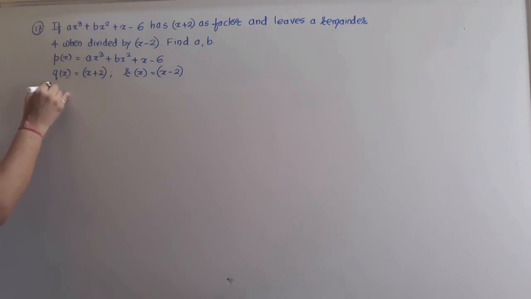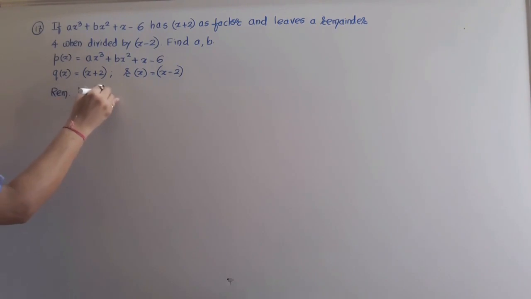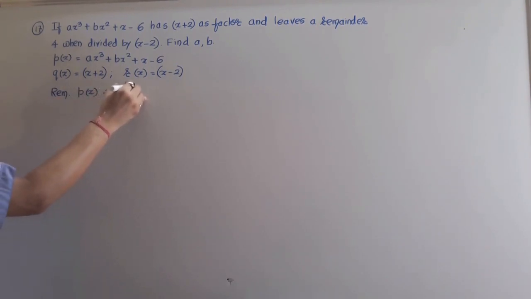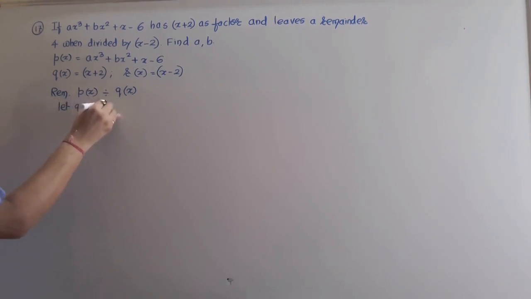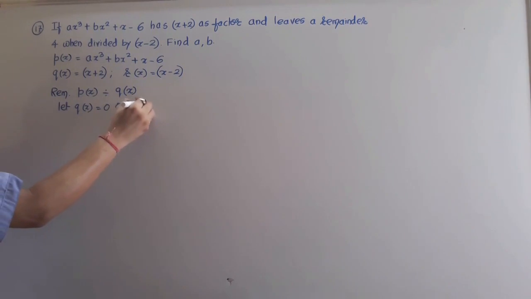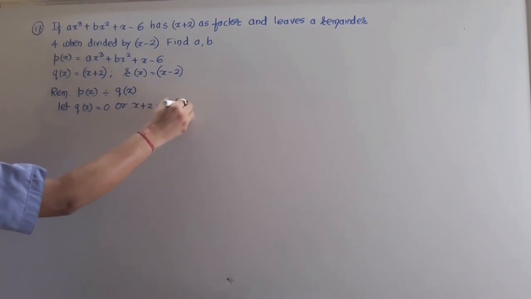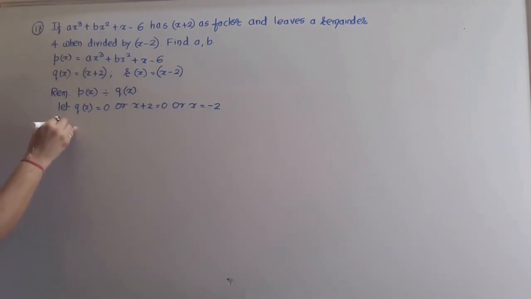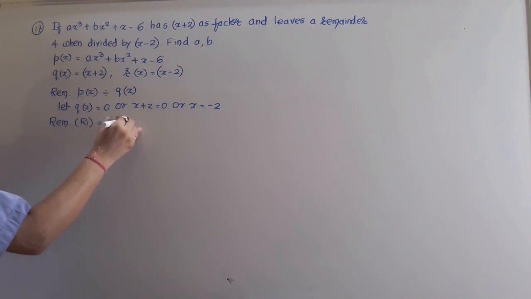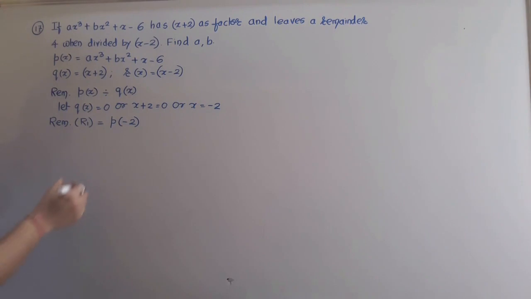Okay, so here I am finding the remainder when p of x is being divided by q of x. So for that I will take first q of x is equal to 0, or I can say x plus 2 will be equal to 0, or I can say the value of x will be equal to minus of 2. I can say here the value of remainder that I am supposing as r1 as usual as earlier. Okay, that can be found by putting the value of x equal to minus of 2 in p of x, because p of x is my dividend.